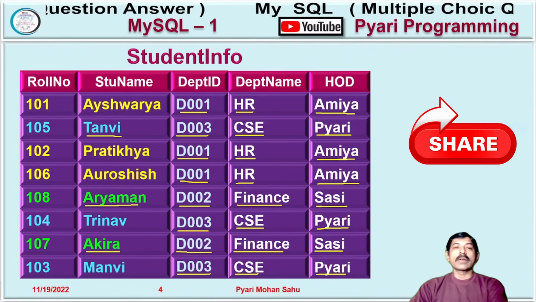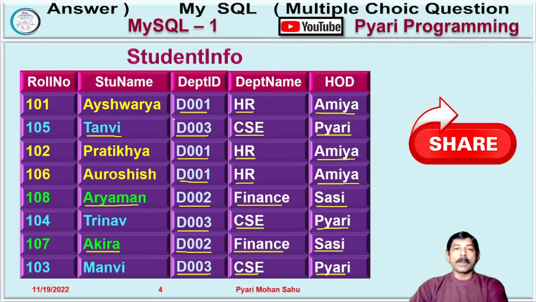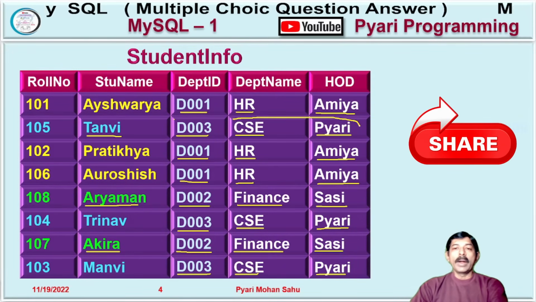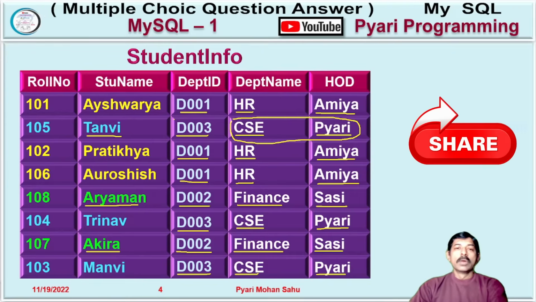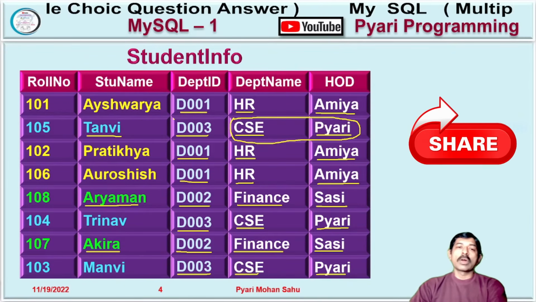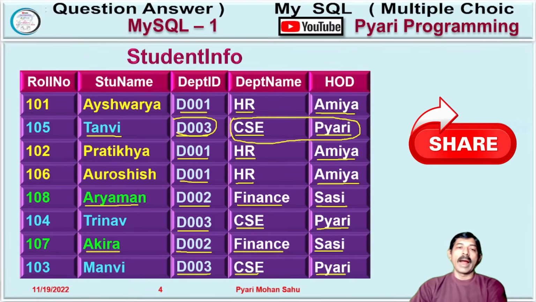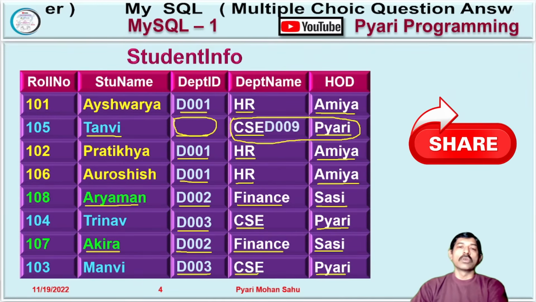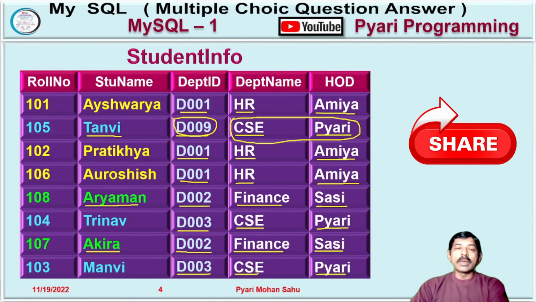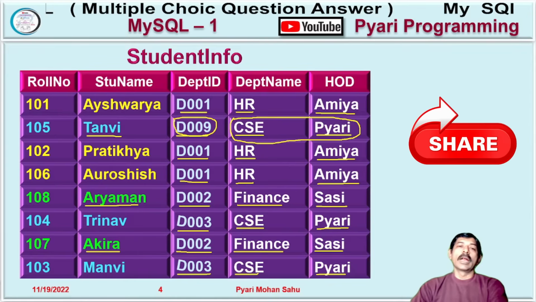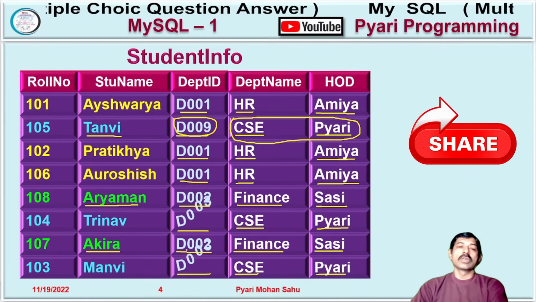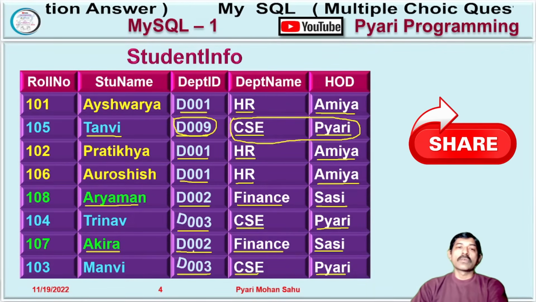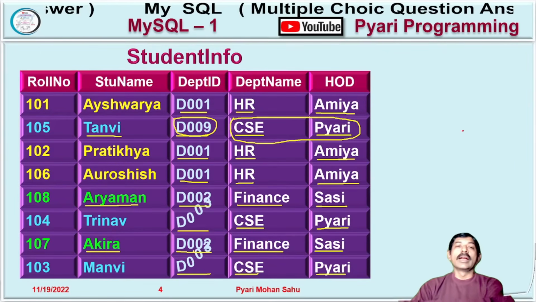Now assume that this department belongs to CSC. The department and HOD are the same, no change in this, and suppose the organization wants to change the department ID because of some reason. Now it is changing to D009. Here the integrity is violated, because look, this D003 has to be changed to D009, which is not done. That's why it is violating the data integrity.